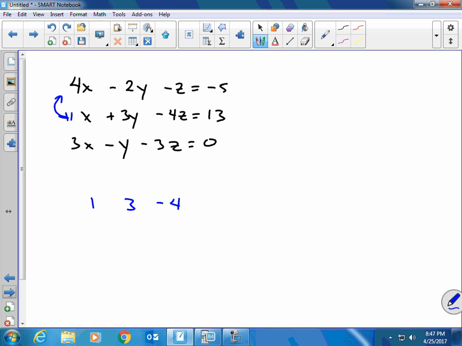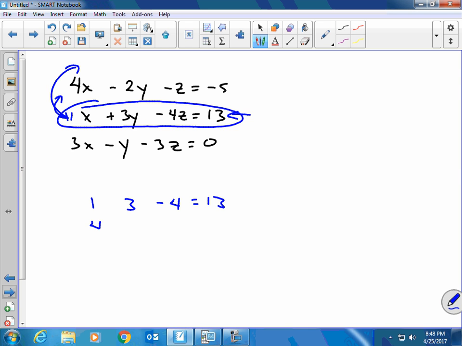So I write the coefficients down of the second row. Basically I just took this row and I moved it up here. Totally fine. Okay, next thing. My coefficients of the top row, I'll move into the second spot. And the coefficients of the last row, I'll leave in the last spot.